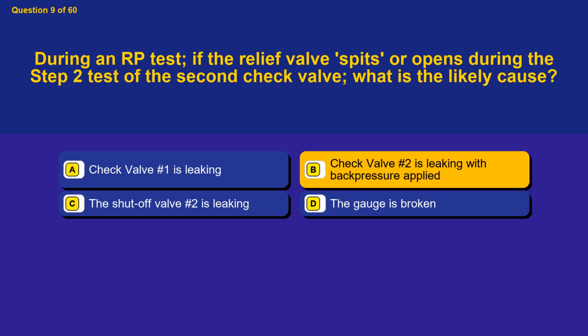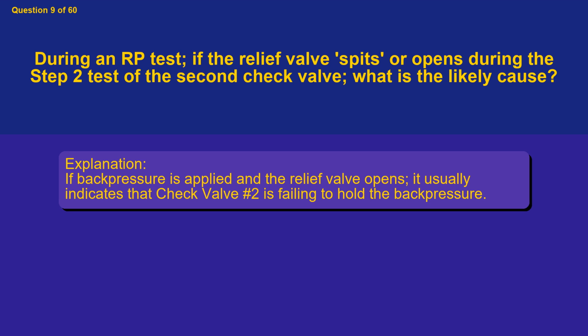The correct answer is option B. Check valve number 2 is leaking with back pressure applied. If back pressure is applied and the relief valve opens, it usually indicates that check valve number 2 is failing to hold the back pressure.